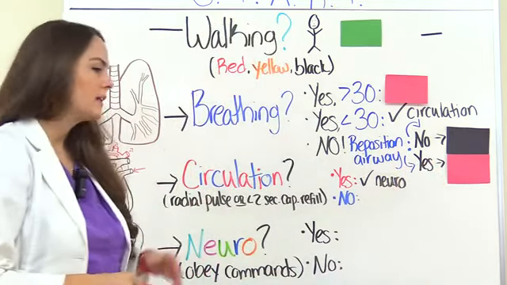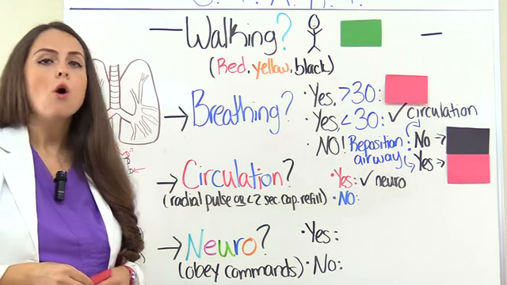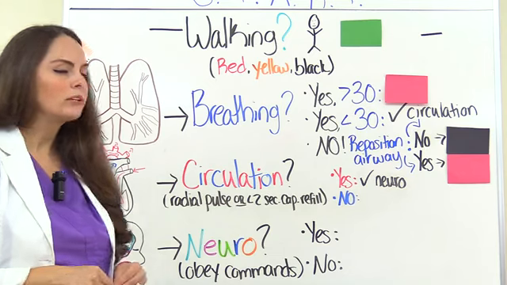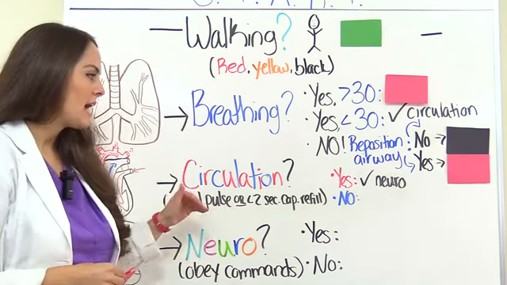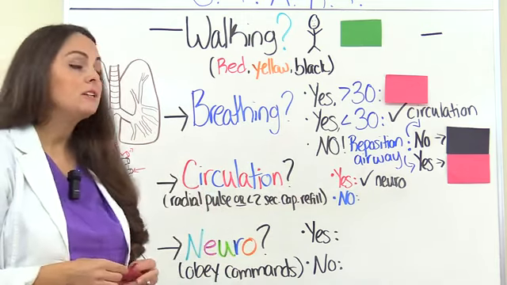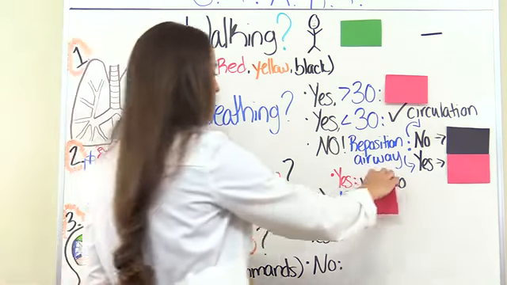Now we're going to look at circulation, and what we're looking for is a positive radial pulse, or if they have a capillary refill less than 2 seconds. Those things really tell us that our patient is perfusing, which is a good thing. So let's say yes, they have this. We will proceed and check their neuro/mental status. If they don't have this, this tells us that something is wrong, so we will tag them red.